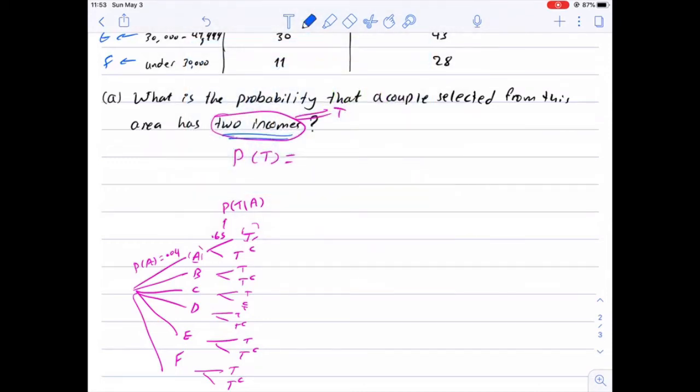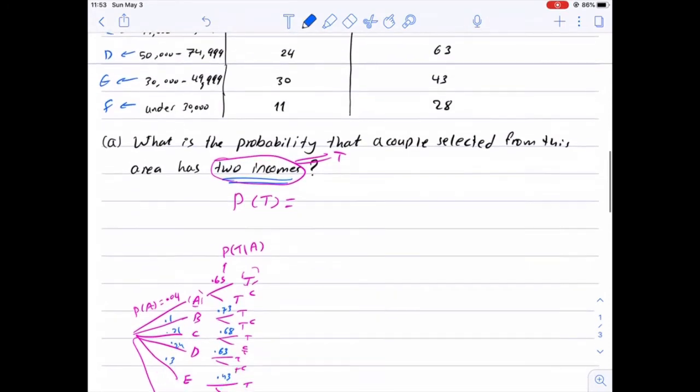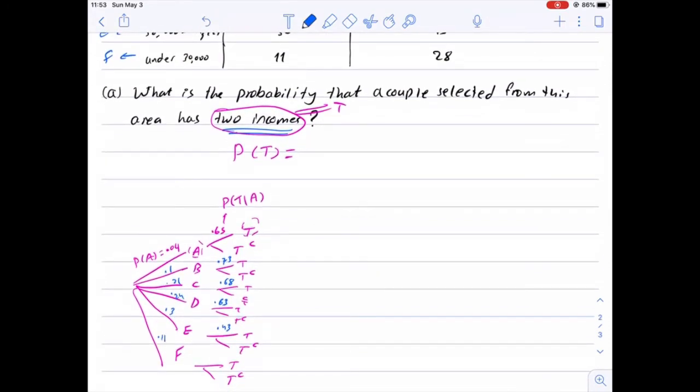So here, for example, for B we have 0.1, and probability of T given B is 0.73. We have 0.21 for C, and 0.68, 0.24, and 0.63, 0.3, and 0.43, and we have 0.11 and 0.28.